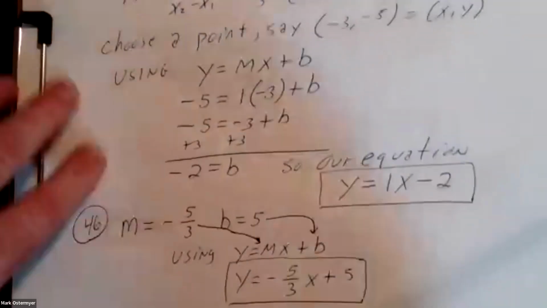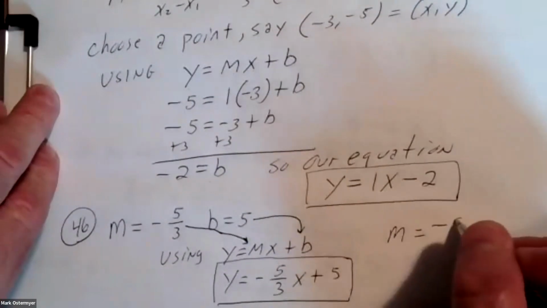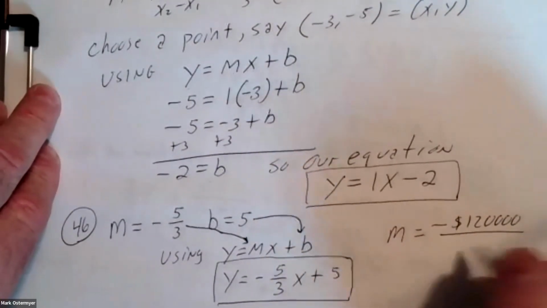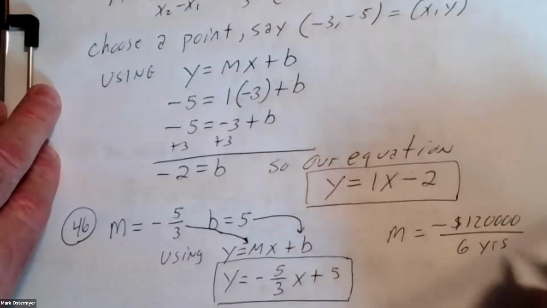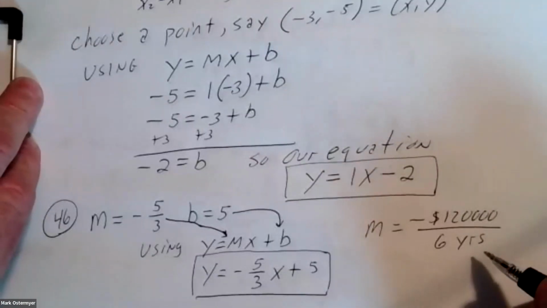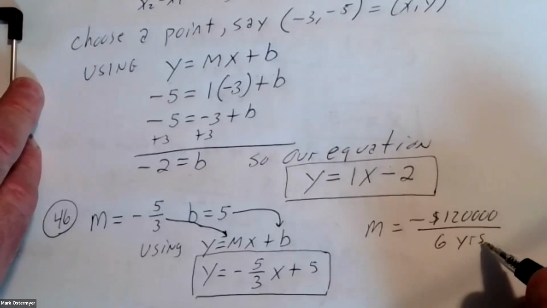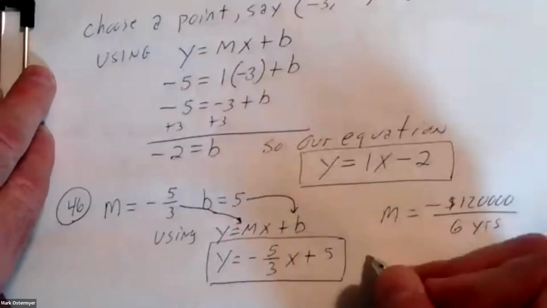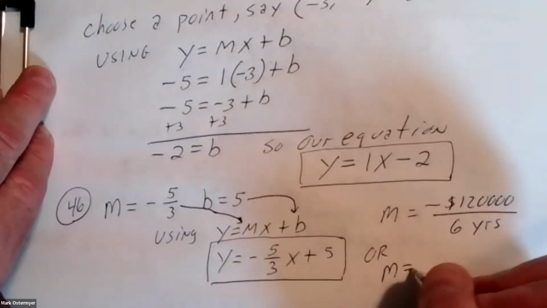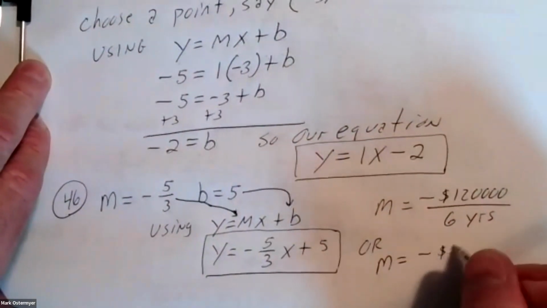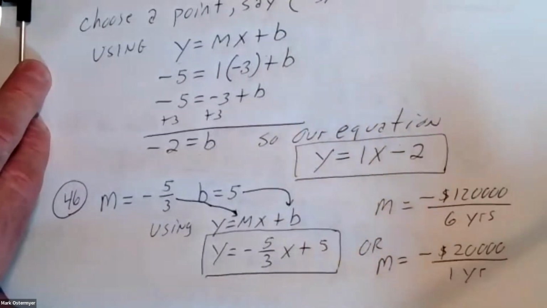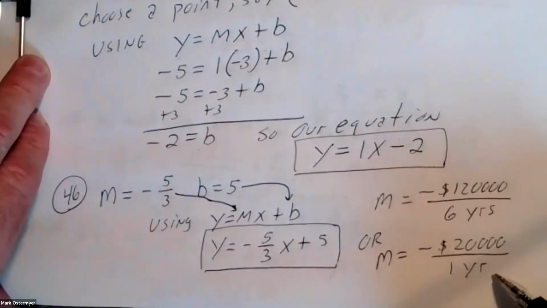So the slope of that line, ladies and gentlemen, is going to be equal to negative $120,000 per every 6 years. That's the slope of the line. That represents the rate at which this forklift is losing value. It's losing value at a rate of $120,000 per 6 years, or if you reduce that slope down, it's losing a value of $20,000 per every 1 year. That's the rate with which it's depreciating.